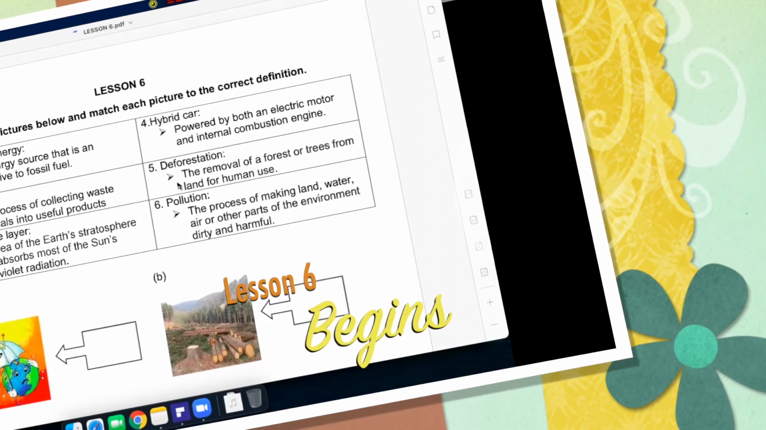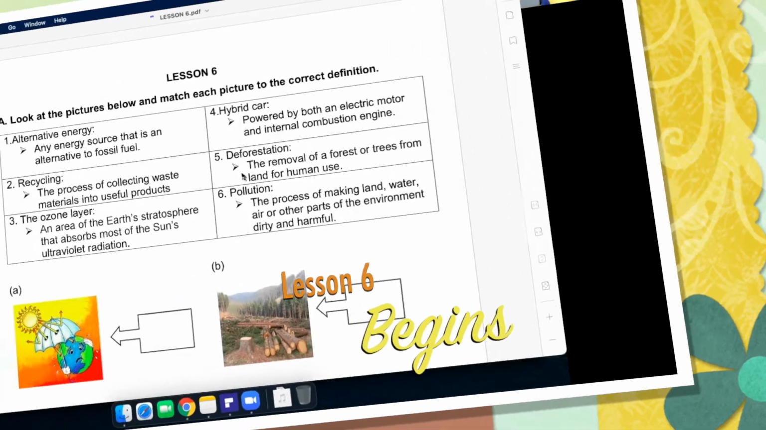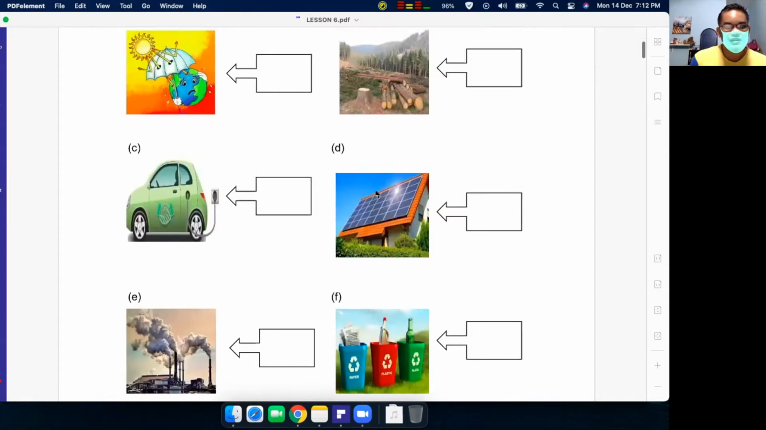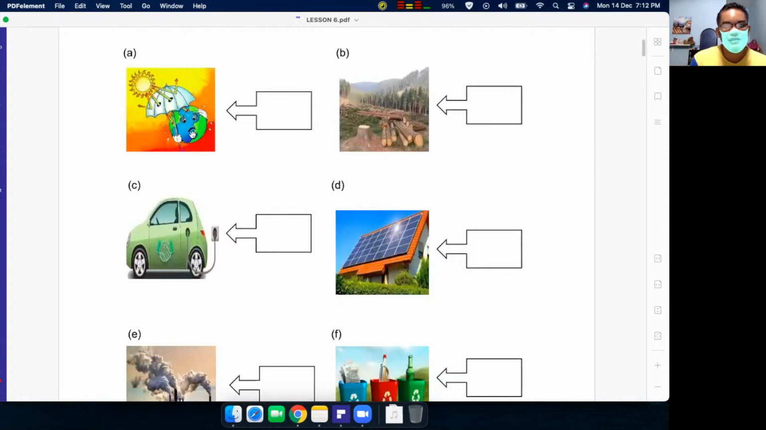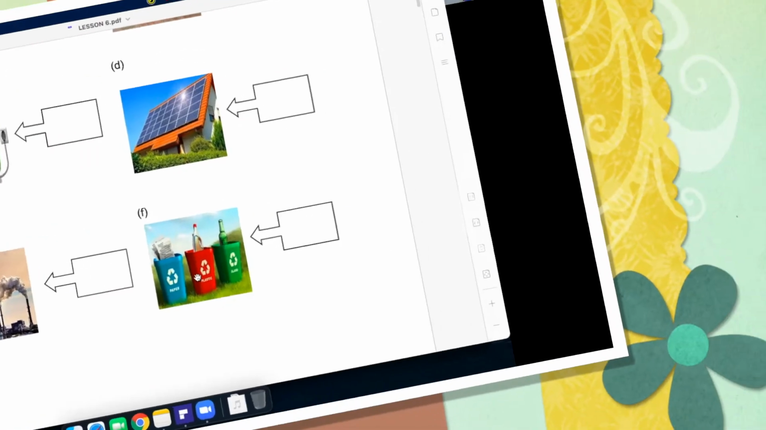Now look at the pictures below and match each picture to the correct definition. So we have 6 pictures. So we have this one. Obviously, this is the earth, and this is the forest, okay? This is something to do with hybrid cars. This is obviously a solar panel. This is some kind of factory, and these are recycle bins.